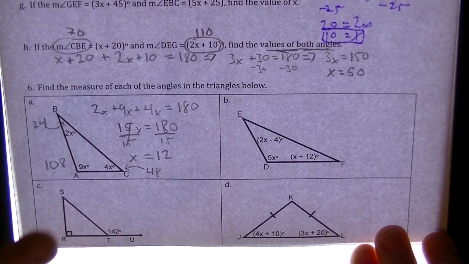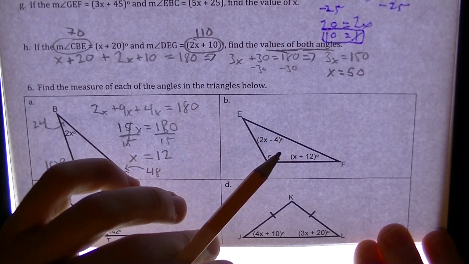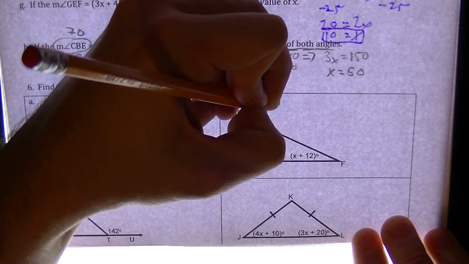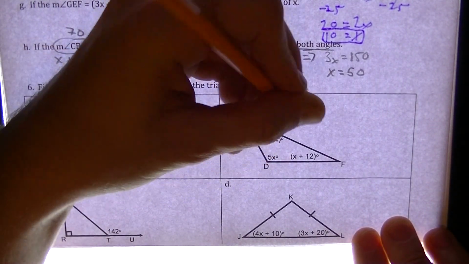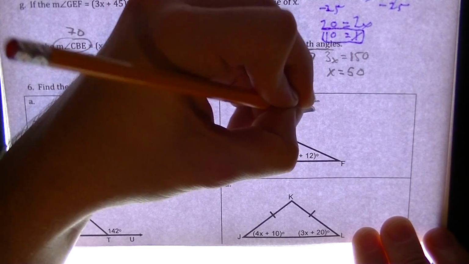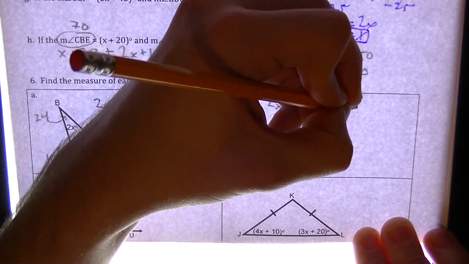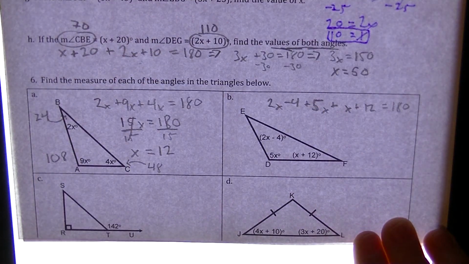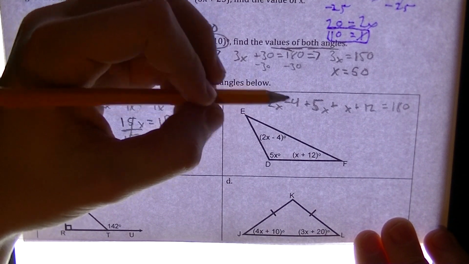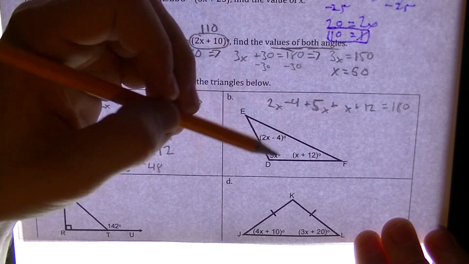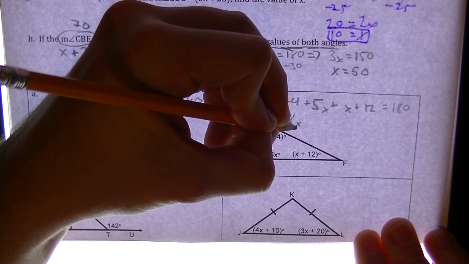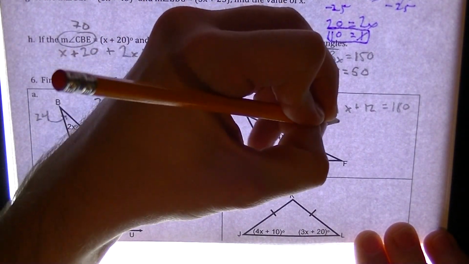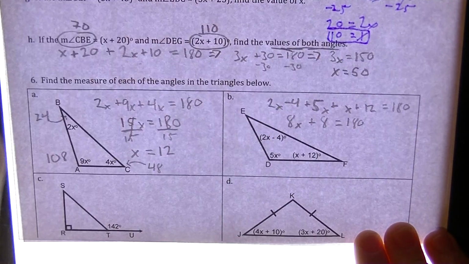This question right here is the same idea, just a little bit more algebra to do, but it's the same thing. I've got 2x minus 4 plus 5x plus x plus 12 has to equal 180. I'll combine all my like terms here. 2x and 5x is 7x plus 1 more x gets me 8x. Negative 4 and 12 is now plus 8 is equal to 180.